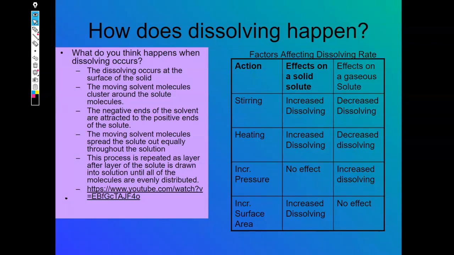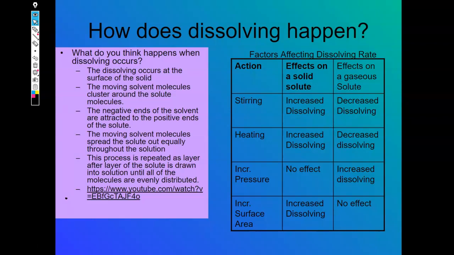Our solvent molecules will cluster around the solute, which is the name we give the solid in solubility terms, and it begins to break down the outer shell of solid and works inside. The negative end of the solvent is attracted to the positive ends of the solute, just like you saw in previous pictures, and the solvent molecules spread the solute out equally throughout the solution.